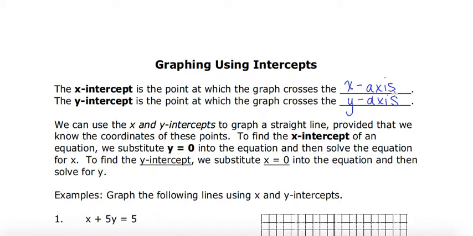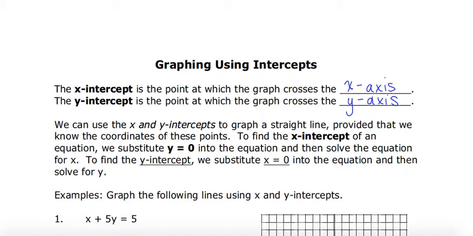these points. To find the x-intercept of an equation, we substitute y equals 0 into the equation and then solve the equation for x. To find the y-intercept, we substitute x equals 0 into the equation and then solve for y. So when we looked at graphing using the slope-intercept form, y equals mx plus b, we use the slope and the y-intercept to sketch a straight line.